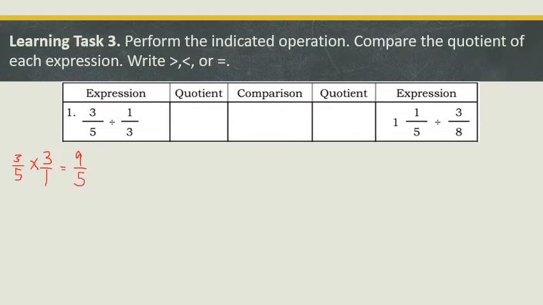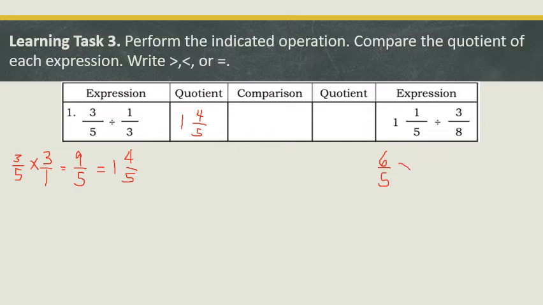So, since ito ay improper, gagawin natin yung mixed number. So, ito po ay equivalent sa 1 and 4/5. So, ito po ilalagay natin dito. Then next, yung pangalawa namang expression, 1 and 1/5, equivalent siya sa 6/5. So, kapag yung mixed number na 1 and 1/5 ginawang improper, magiging 6/5.